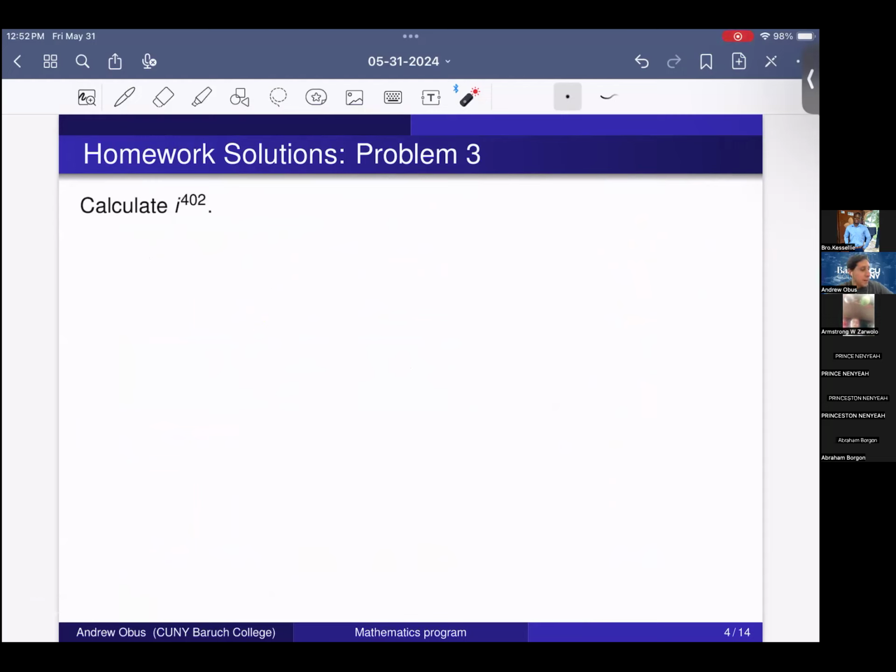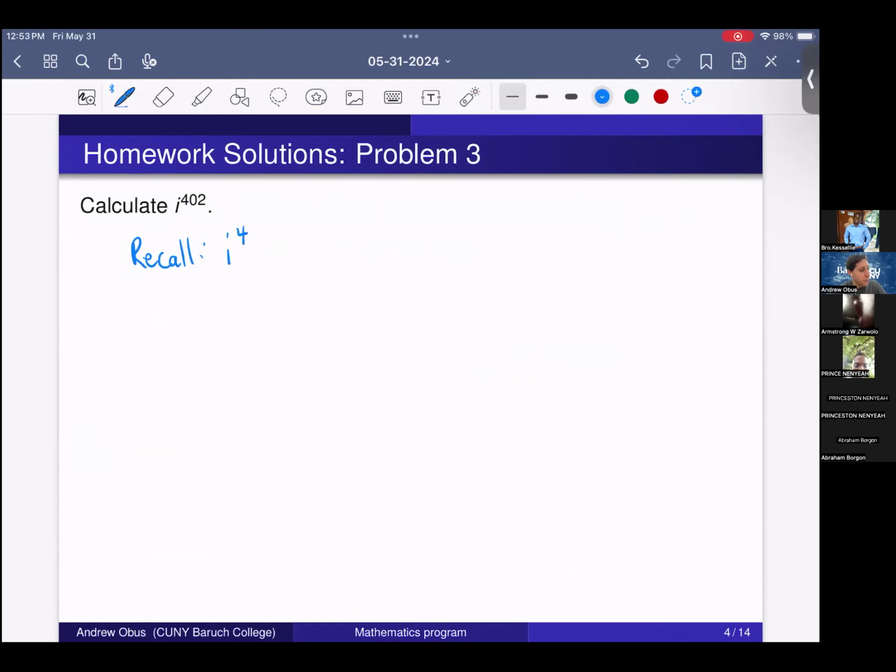Okay, problem 3. Calculate i raised to the 402nd power. So clearly we don't want to just multiply i by itself 402 times. So what's a shortcut that we can use, using the laws of exponents, in order to simplify this expression? Yes, Princeton. We have an appropriate number for complex numbers, that is 4. We can use 4 to divide. Right. And what's special about 4?